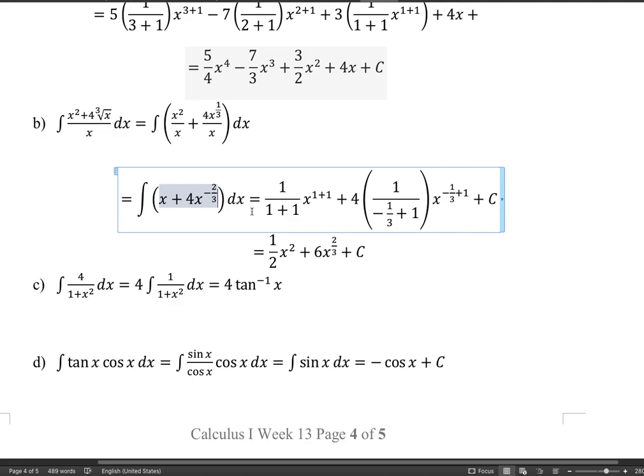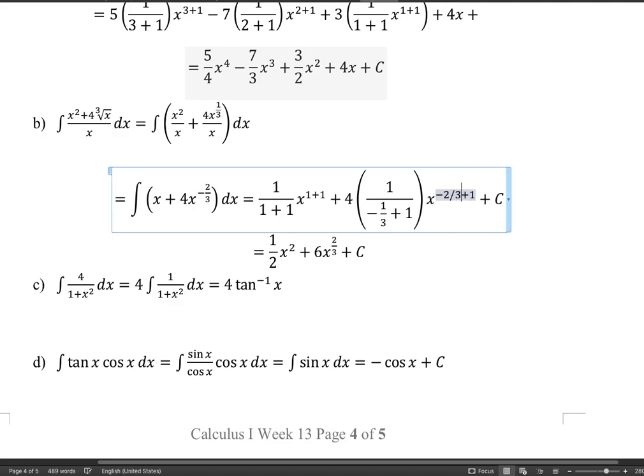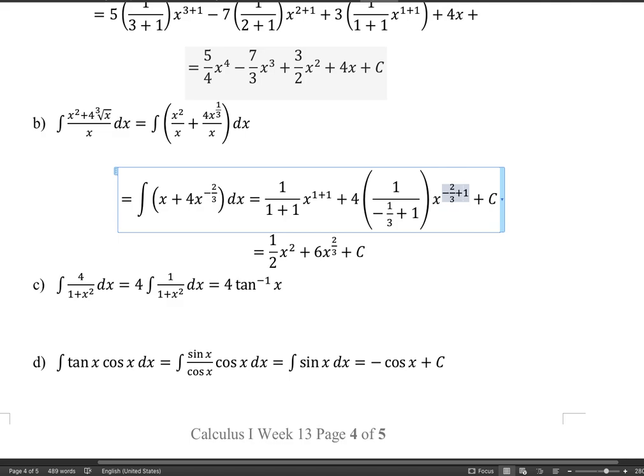Okay. Then the antiderivative of x comes from the anti-differentiation power rule. And from the same rule, there's also a constant 4, but we know the constant multiple rule, so the 4 stays. Then this is for x to the power negative 2/3, so I should write down negative 2/3 increased by 1. And this denominator should be the reciprocal of negative 2/3 plus 1.